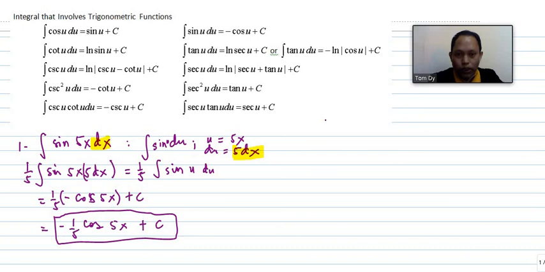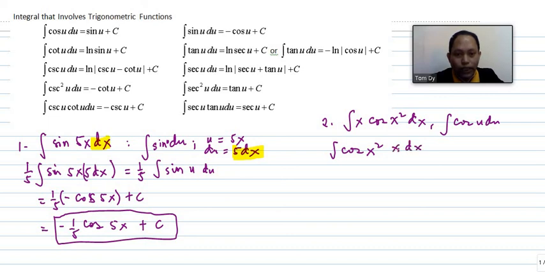Now this time we will proceed to example number 2. For example number 2, we have the integral of x cosine of x squared dx. Now if you have noticed here, cosine x squared is similar to the formula cosine u du. So if we apply this formula, the integral of cosine u du, then we will rewrite this as the integral of cosine of x squared times x dx.